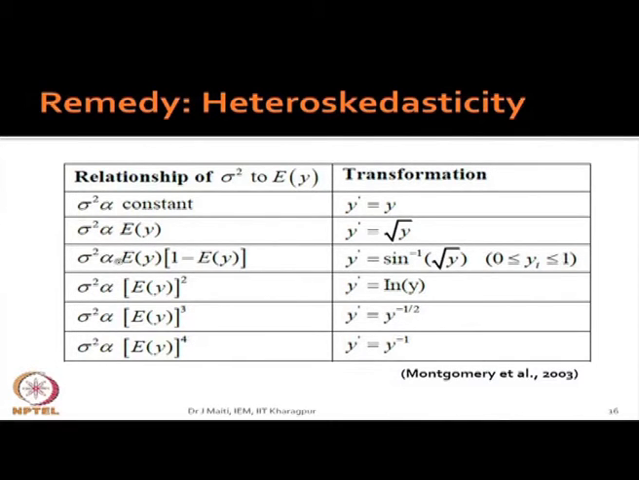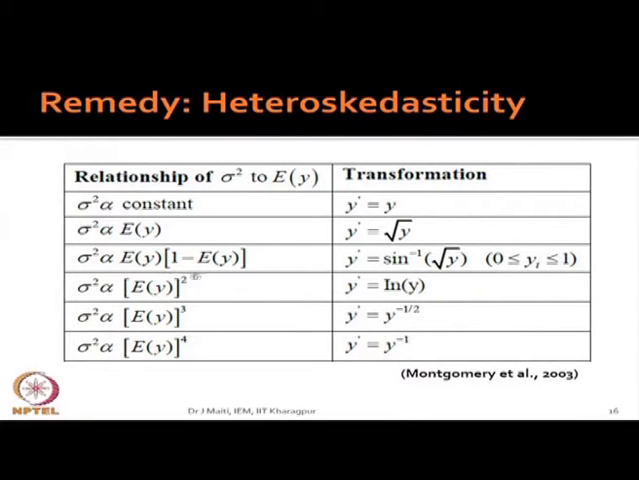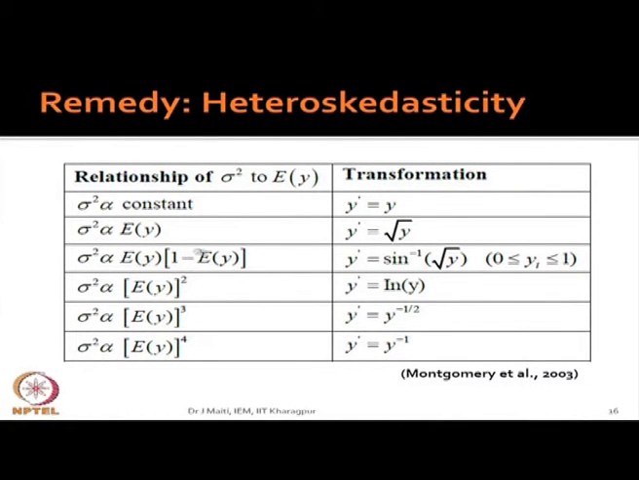Okay. Then the third one is sigma square proportional to the mean value. It is similar to the binomial case, p into 1 minus p type of thing. Suppose the expected value of a binomial variable is p, then the other value will be 1 minus p. Under such a condition, your transformation will be sin inverse square root of y.